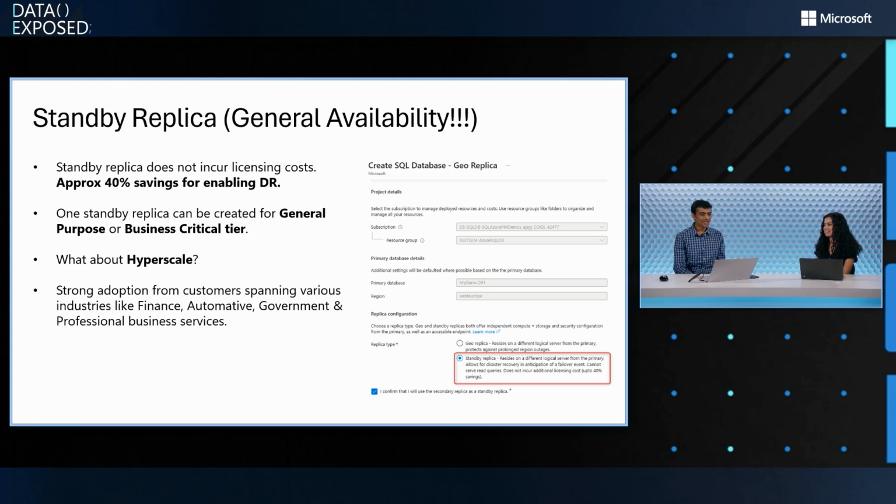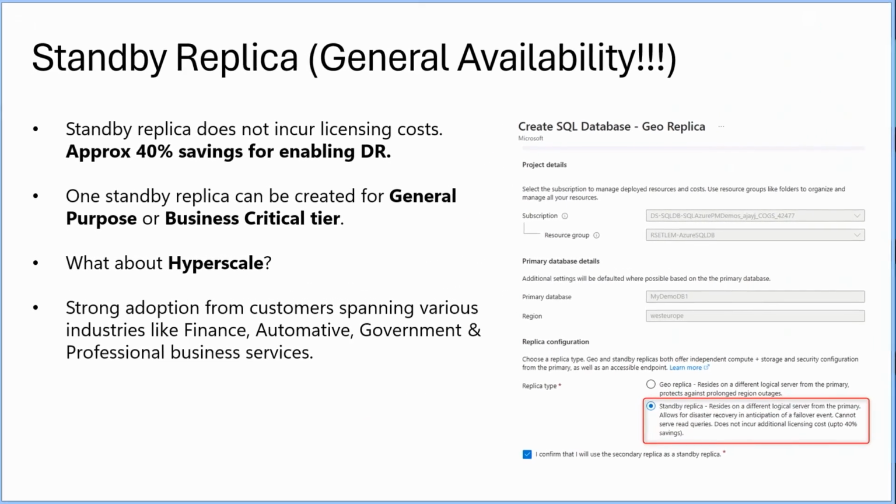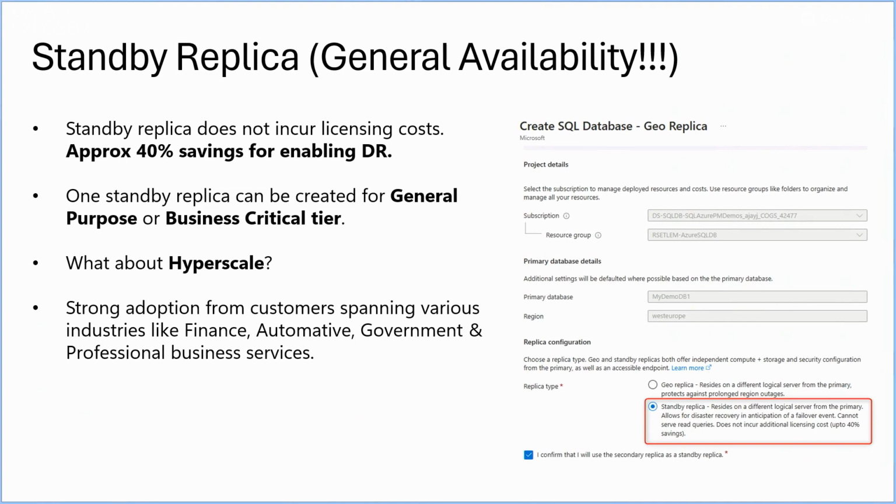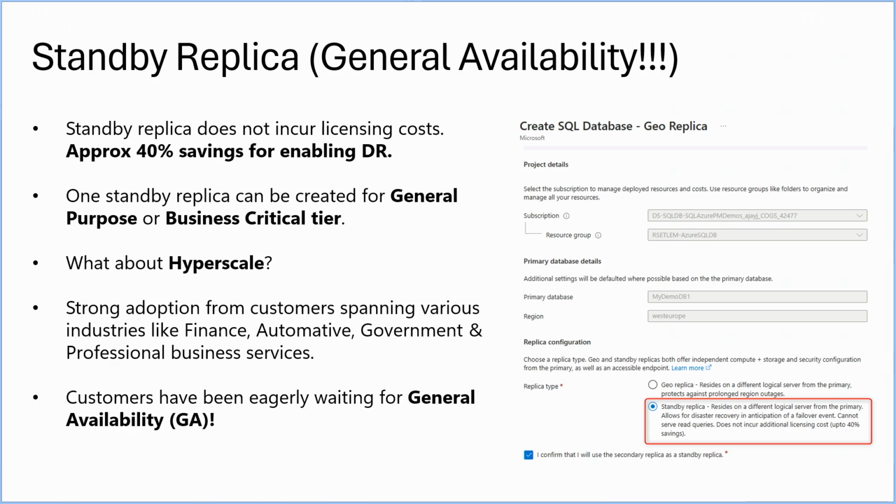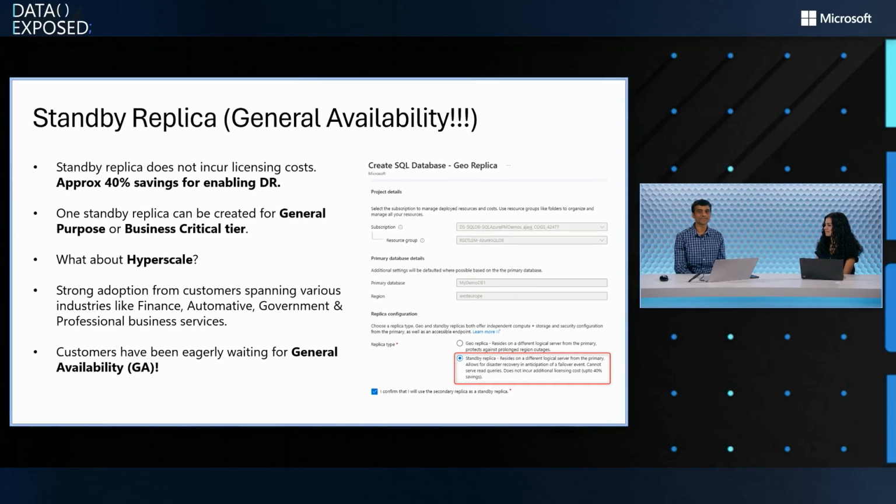Got it. And along the way, in preview, we have been seeing strong adoption from customers from various industries like finance, automotive, government, and professional business services. And all of them are pretty much saying, hey, this is something that we have wanted for a very long time. Now is the way for us to enable DR and do it at a lower price point. And customers have been eagerly waiting for GA, and we are excited to get it to the GA milestone. We hope a lot more customers benefit from this and enable DR at a lower price point.